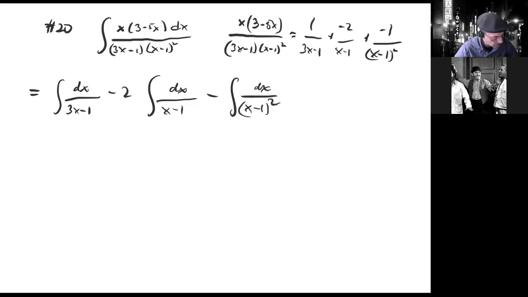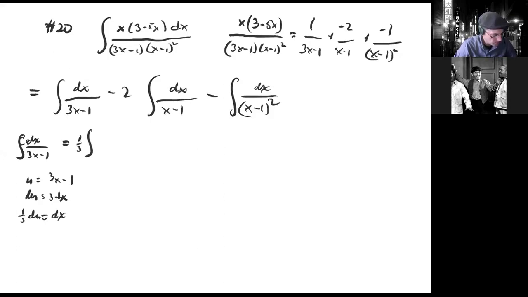So in the first case, the integral of dx over 3x minus 1, you would let u equal 3x minus 1. Then du is 3 dx. So 1/3 du is equal to dx. So the integral with that substitution becomes the integral of 1/3 du over u, which is 1/3 ln absolute value of u, but u is 3x minus 1, plus c. So that's the first integral.